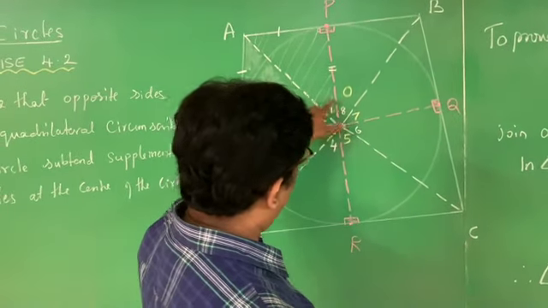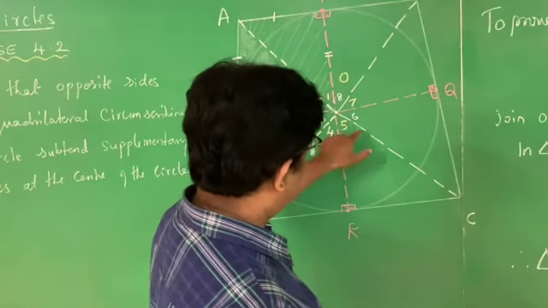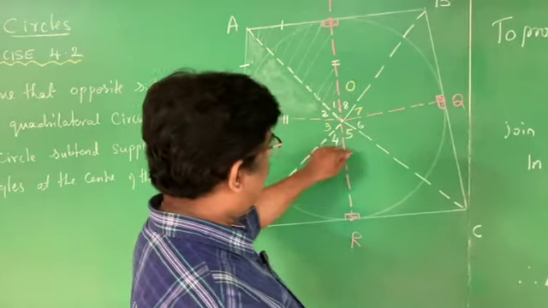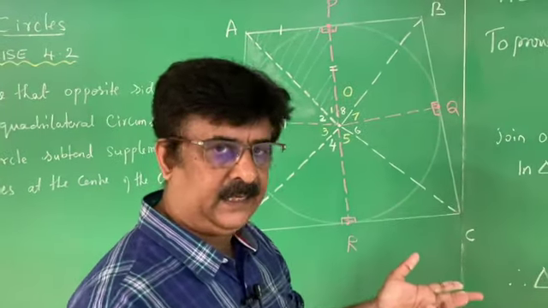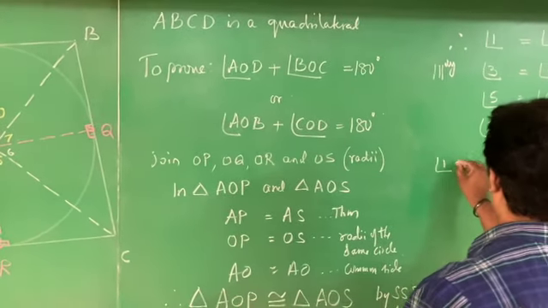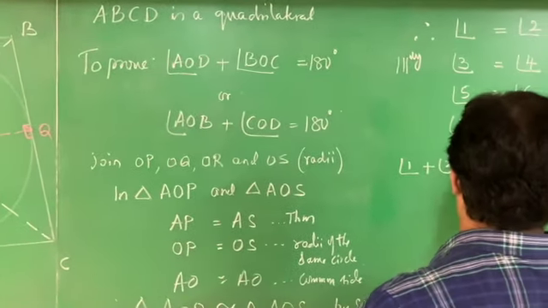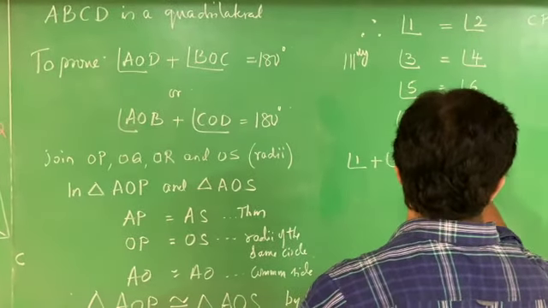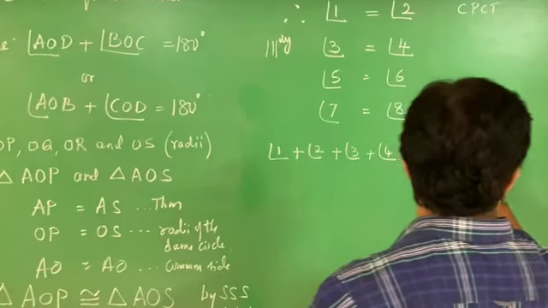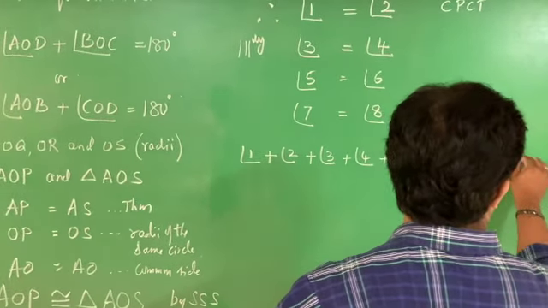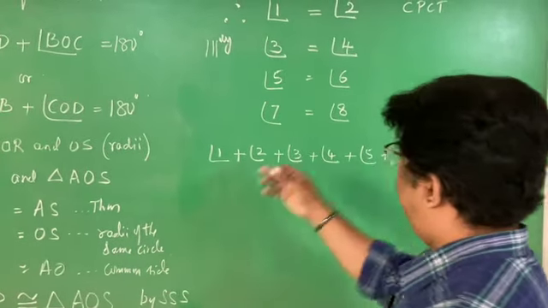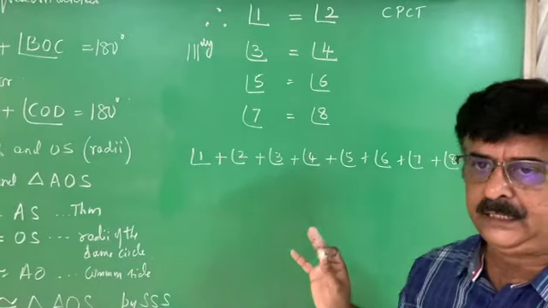Now, if you add all these angles at the center, from 1 to 8, how much do you get? If you add all the angles at the center, you get 360 degrees. Angle 1 plus angle 2 plus angle 3 plus angle 4 plus angle 5 plus angle 6 plus angle 7 plus angle 8 is equal to 360 degrees.